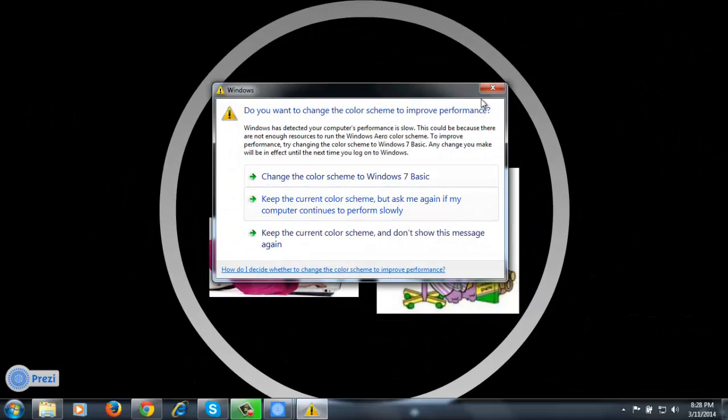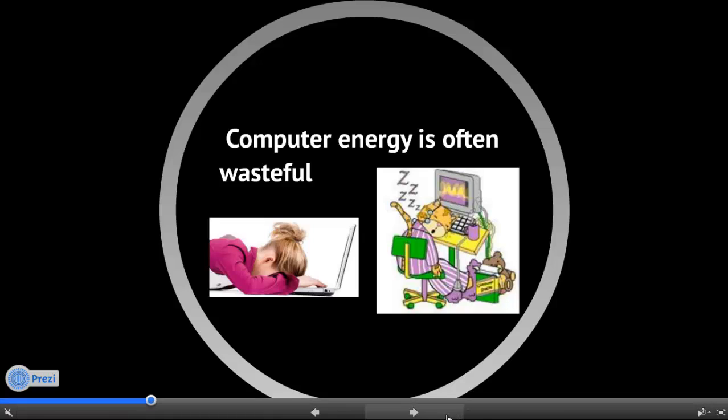Computer energy is often wasteful. Agree or not? You may agree or may not, but I will tell the truth how it is wasted. See, this lady is sleeping with the laptop. If she wants to work, she has to work. If she wants to sleep, she has to shut down the laptop and close it, and she has to go for sleep, right? While the system is on, the energy is wasted, and if you are not working, the energy is wasted definitely.